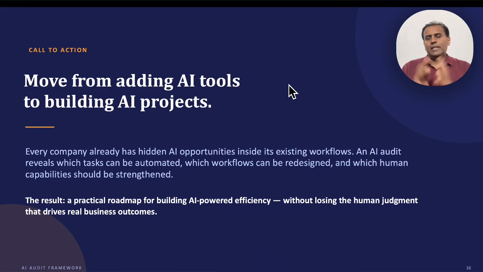The only thing is you've got to see it through an audit. You need to know where AI works and where humans work, so that you can see what can be automated, what workflows exist, and what can be redesigned. That is very important. Many business leaders, since you're working daily, may not be able to see this, but when a third-party view comes in, it becomes much clearer. So you can get a practical roadmap for building AI-powered efficiency without losing your human judgment, which is finally critical for any business outcome, I would say.